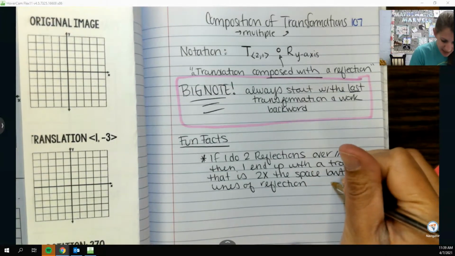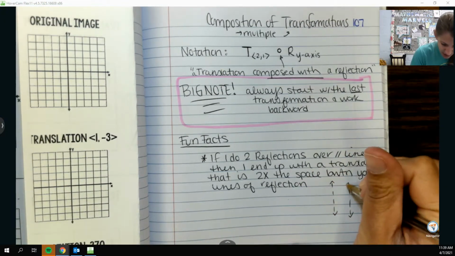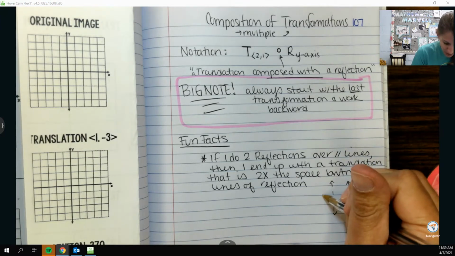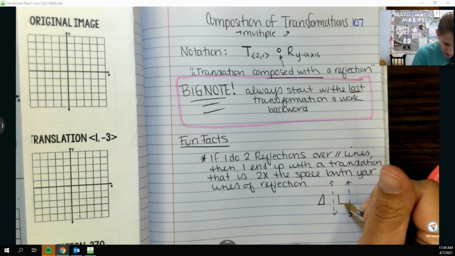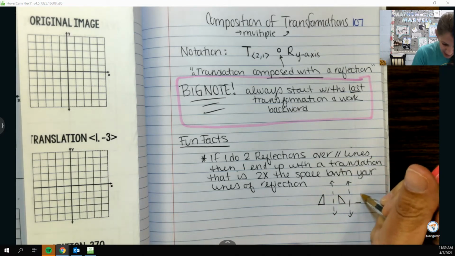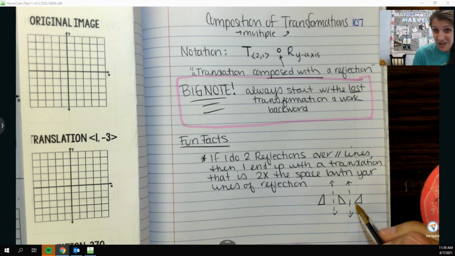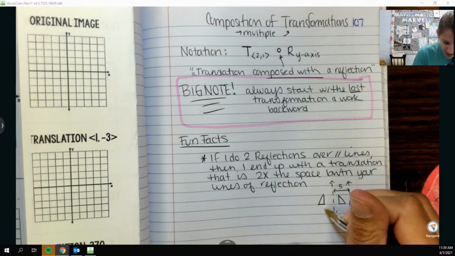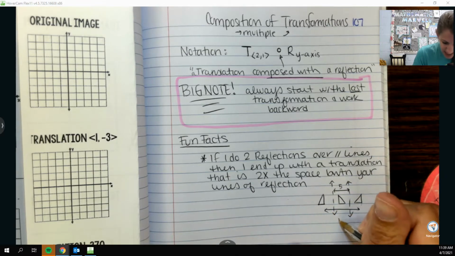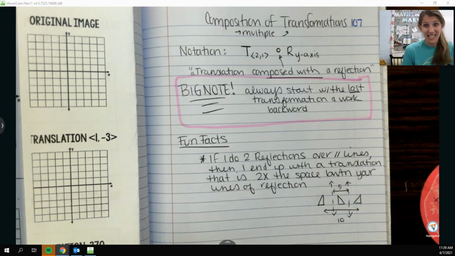What I mean by that is if we have a line of reflection here and a line of reflection here, and I start over here, like this, and I reflect, and then I reflect, if I look at this original one to the last one, it just got slid over. And if the distance between these 2 lines is 5, then it got slid over by 10. So that's super cute and fun. I love that.